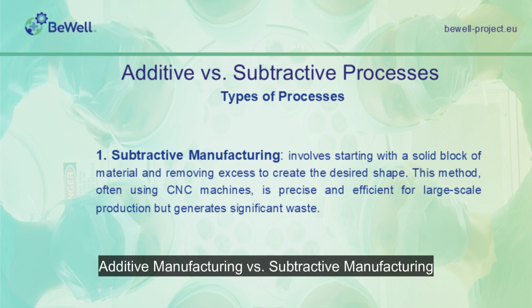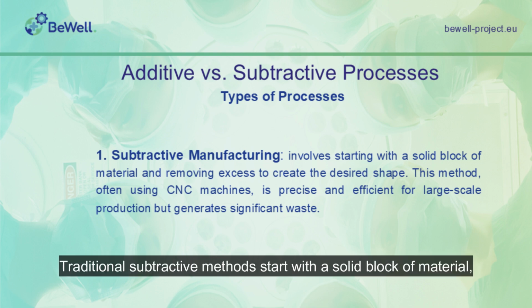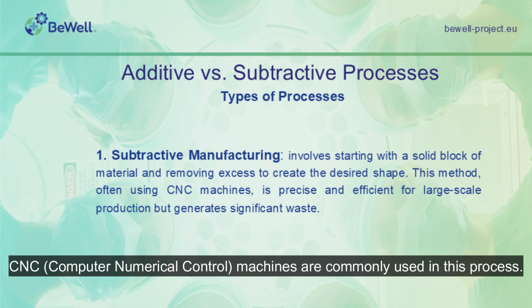Additive manufacturing versus subtractive manufacturing. 3.1 Subtractive manufacturing. Traditional subtractive methods start with a solid block of material, which is gradually carved away to form the final shape. CNC, computer numerical control, machines are commonly used in this process.